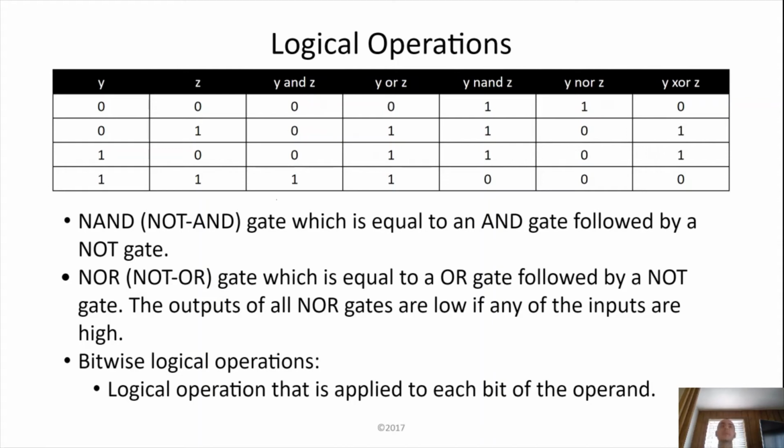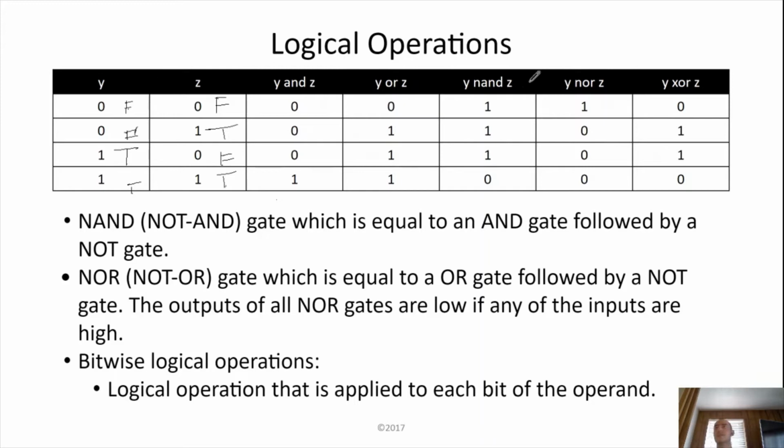We have logical operations, and here is an example of some values. So here we have y, where 0 is false and 1 is true, and z is the same way, but we have a combination of them. So that is false, false, basically. This is false, true. This is true, false, and this is true and true.